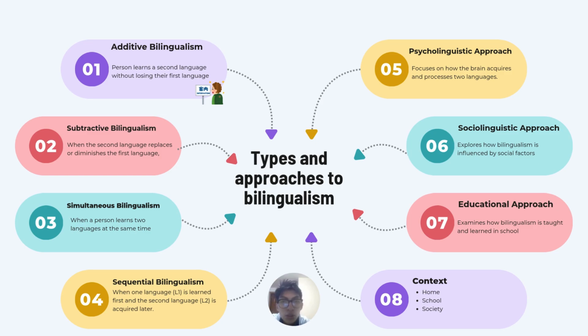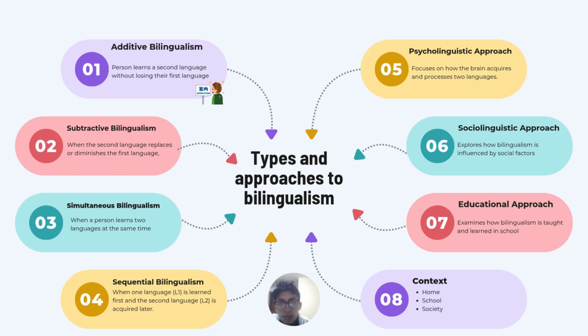The other is the sociolinguistic approach, which explores how bilingualism is influenced by social factors. The educational approach examines how bilingualism is taught and learned in school settings and how it affects academic performance.